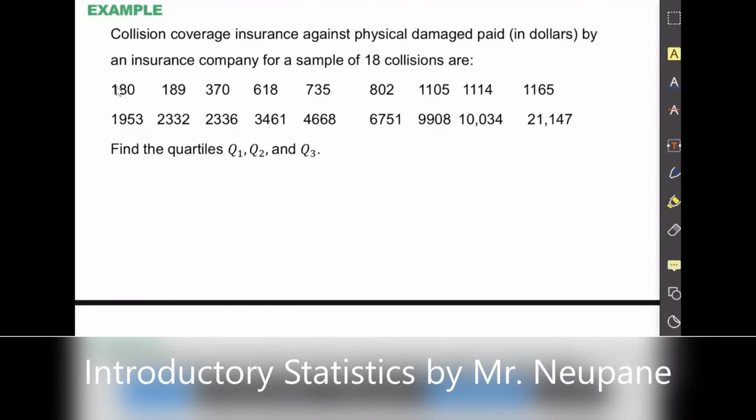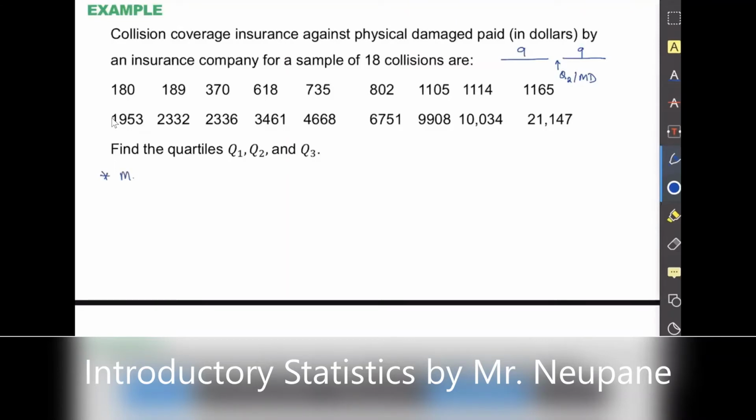Now, if you count how many observations there are: 1, 2, 3, up to 18. So there are 18 observations. If you want to divide the 18 observations into 2 parts, you will have 9 first and then 9 second, so that in the middle you will have your Q2 or median. The 9th item is this one, and the 10th item is this. So your median is the average of the 9th and the 10th items. That is what we are going to find first.